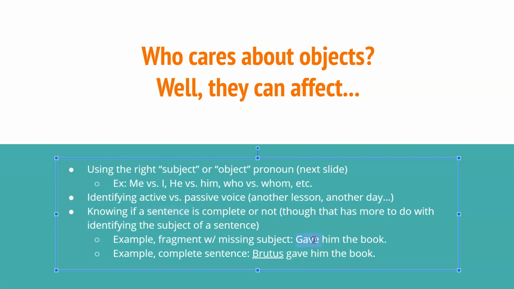Because look at this fragment here. Gave him the book. Well, there's no subject. Brutus gave him the book would be a complete sentence because it has a subject. If you were not good at subjects and objects, you might be tempted to think that this fragment is complete because you see the word him or you see the word book and maybe you think, oh, there's a noun in that sentence, it must be fine. But it's not, it's a fragment, okay? Because it has no subject, it only has objects. So again, objects affect more than one area of grammar, and this is a good thing for us to learn now.